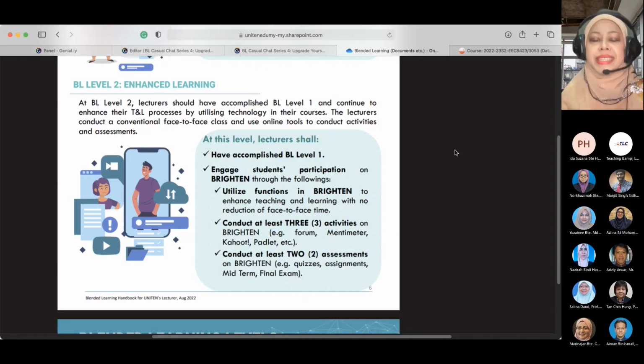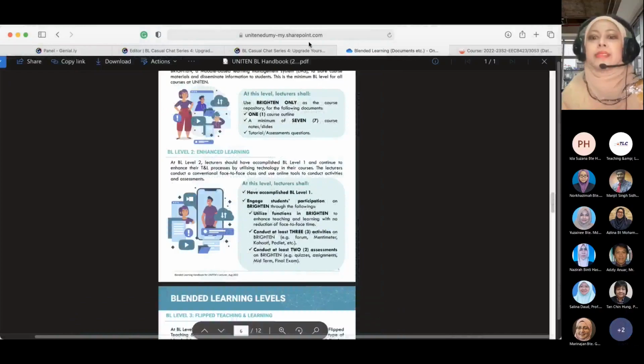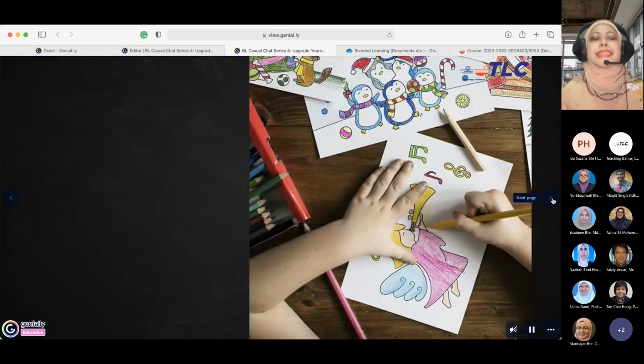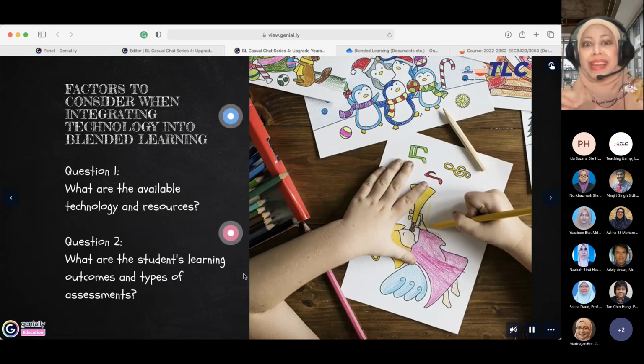Right. So if there's no question, let me go through the next one. Okay. So this is the slide. Let's go. So what are the factors to consider when we integrate technology into blended learning? So this is actually the principle. Just now it was serious because it has something to do with the definition. Now I'm going to relax a bit and pose you some questions. Have I done this? Have I done that?